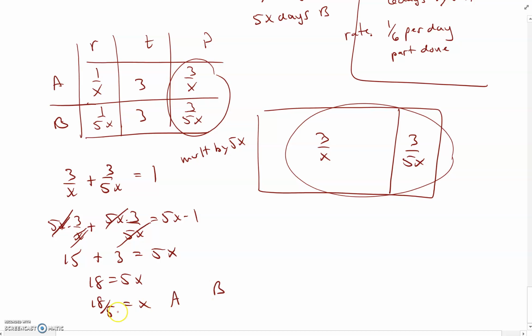So B is 5 times that. 5 times 18/5 is 18. So B is 18 days, A is 18/5 days.